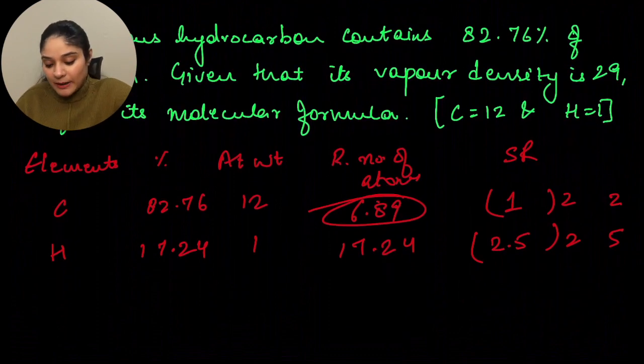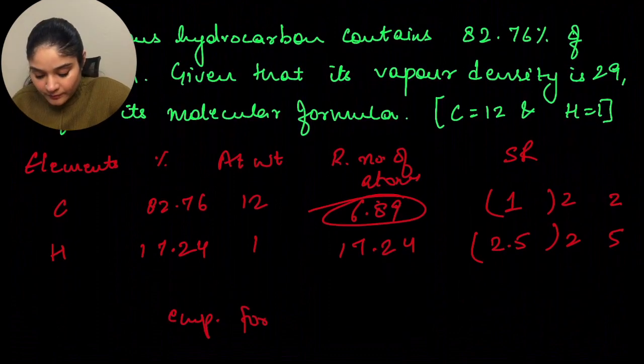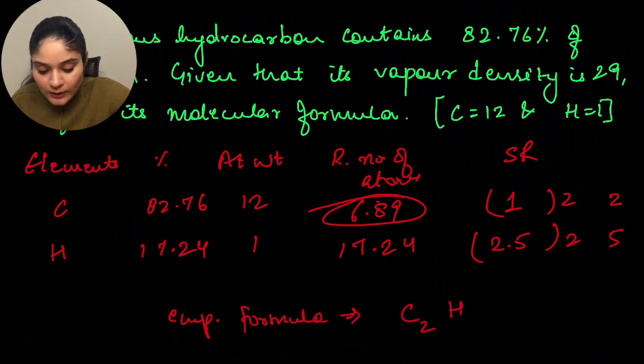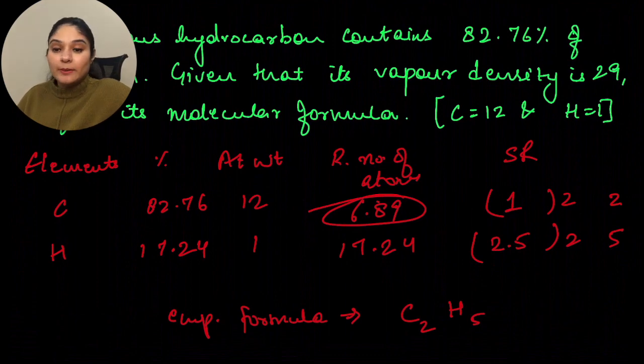You can make the empirical formula now. The empirical formula would be C and H, where carbon is 2 and H is 5. So C2H5 is your empirical formula.